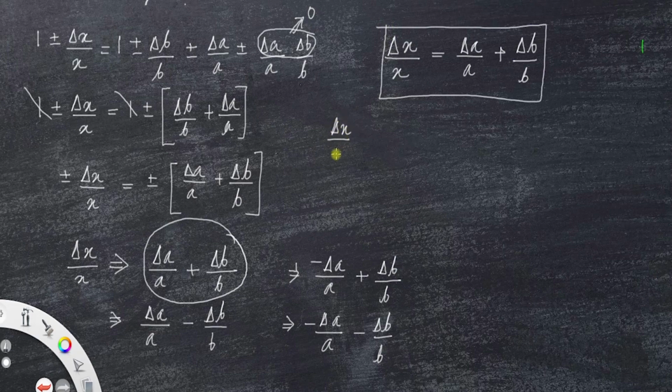Delta x by x is the fractional or relative error in x. Clear? Now let us take an example.